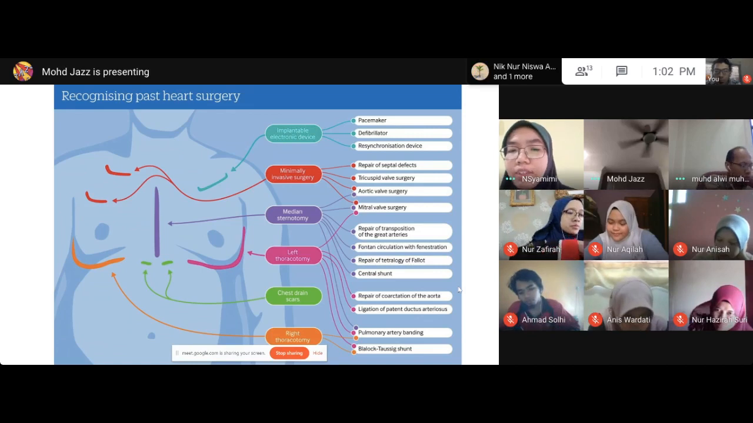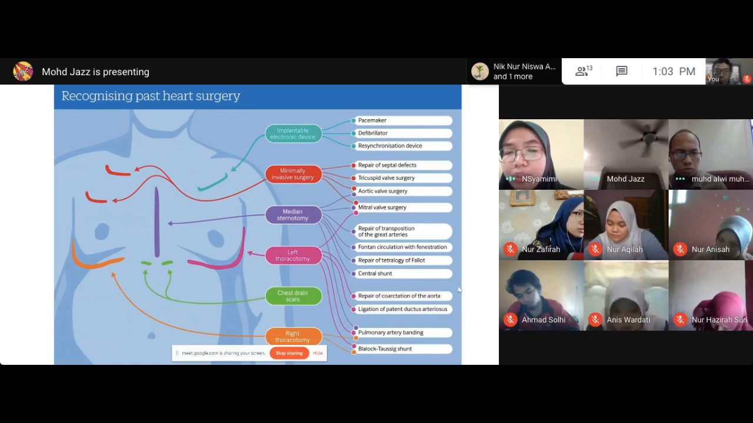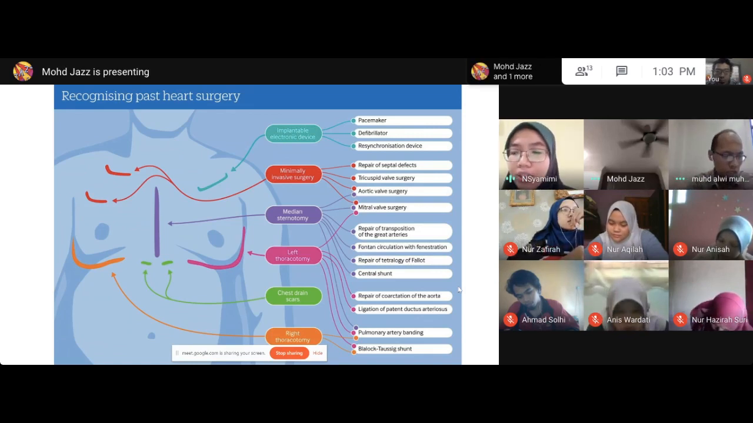So in corrective surgery in tetralogy of Fallot, we do the median sternotomy. And in tetralogy of Fallot, after we do the median sternotomy incision, we close the VSD and also we open the pulmonary stenosis so that more blood can flow to the lung.